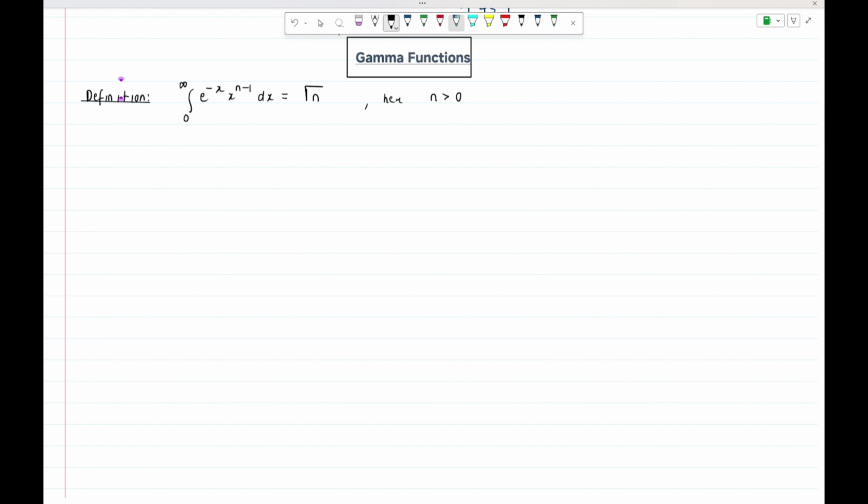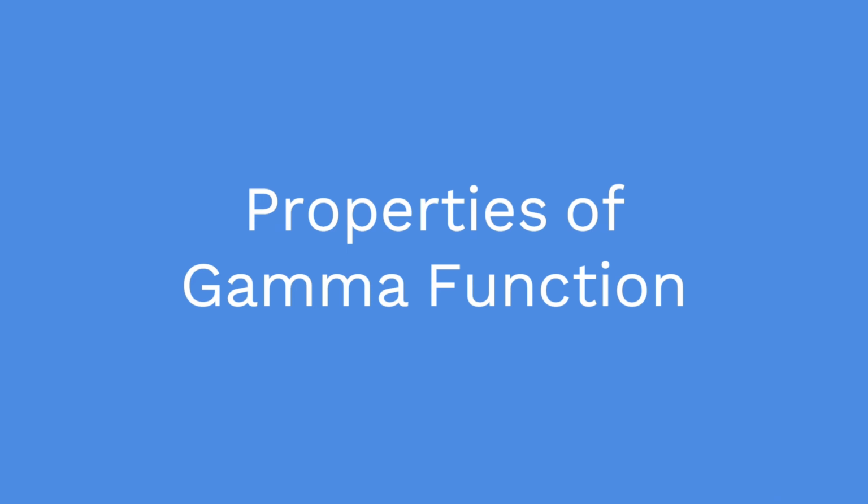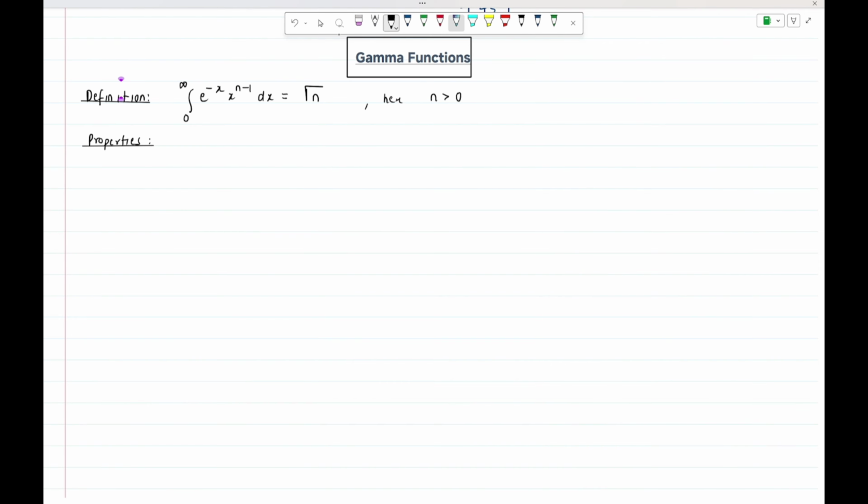Let us now see some properties of the gamma function. The very first property is the recursive property, and that helps us to evaluate higher values of the gamma function. So gamma of n plus 1 can be expressed as n times gamma of n. Let me call this P1, property 1.